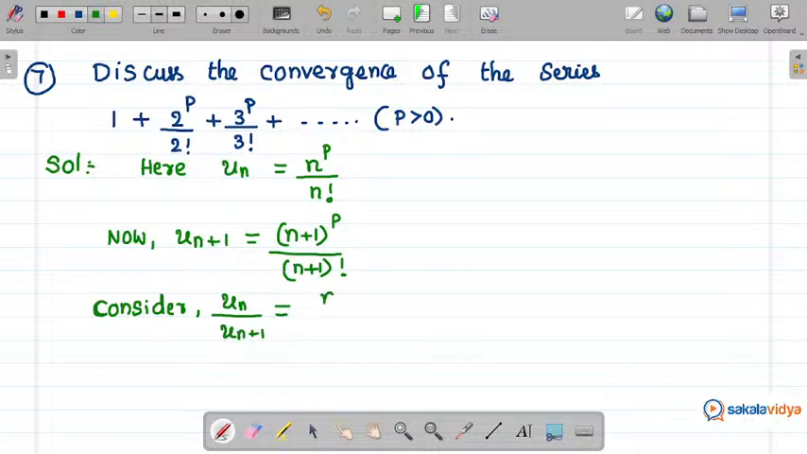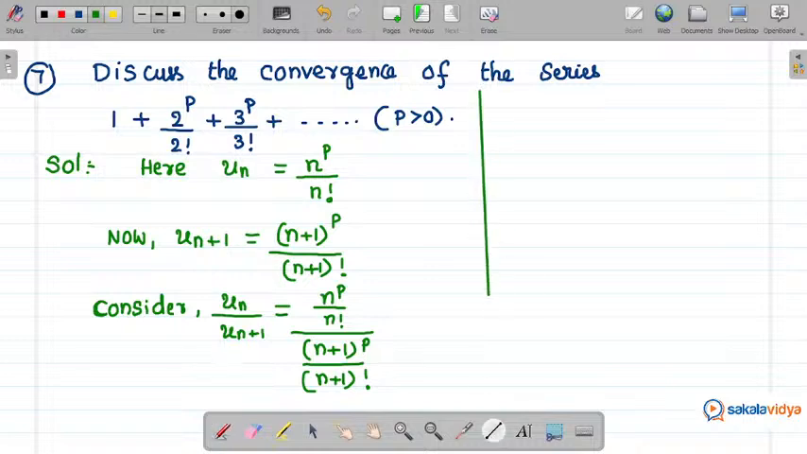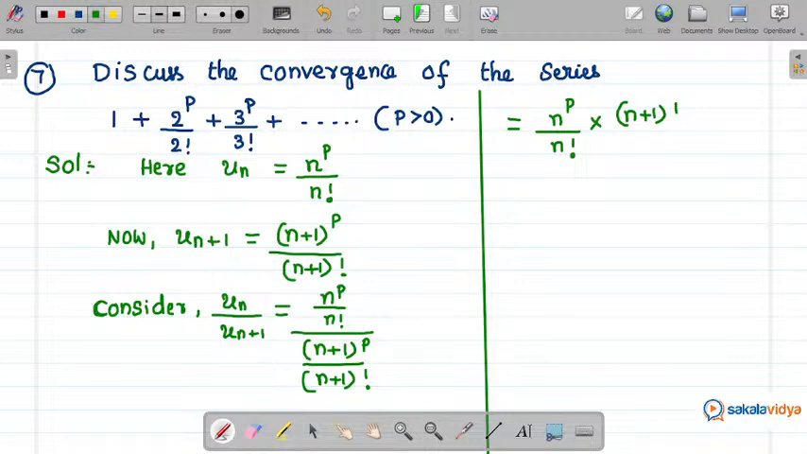That means un is n to the power of p by n factorial, divided by n plus 1 whole to the power of p divided by n plus 1 factorial. Let us simplify. This can be simplified: n to the power of p by n factorial, multiplied with the reciprocal of the denominator, that we can write n plus 1 factorial divided by n plus 1 whole to the power of p.